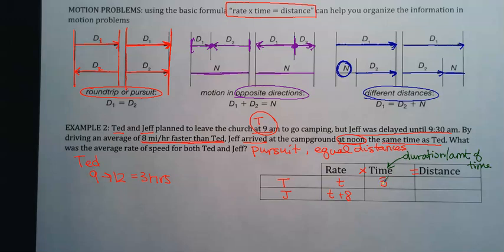Then Jeff, right? Jeff was delayed until 9:30, but he also arrived at noon. So instead of being on the road for 3 hours, he was only there for 2.5. Perfect. Okay, now how the chart is helpful is that, again, rate times time equals the distance. So to fill in this column of distance, we're going to use this formula here. We're going to take Ted's rate t times 3. So this is going to be 3t. I just multiplied these together to get the number that goes right there.